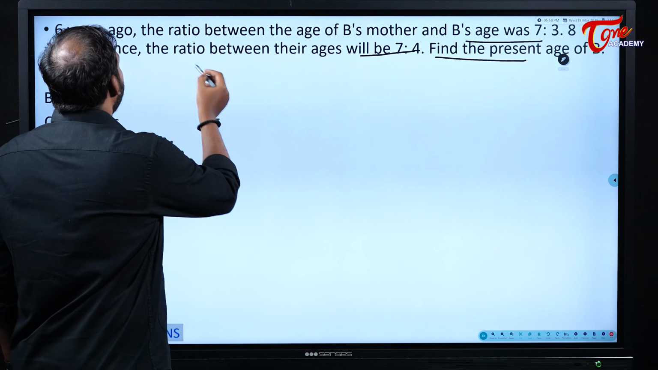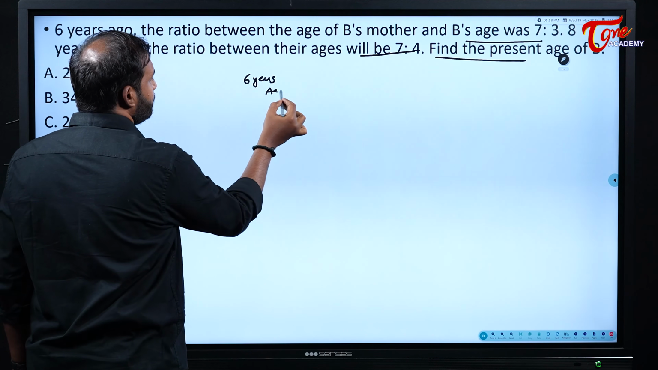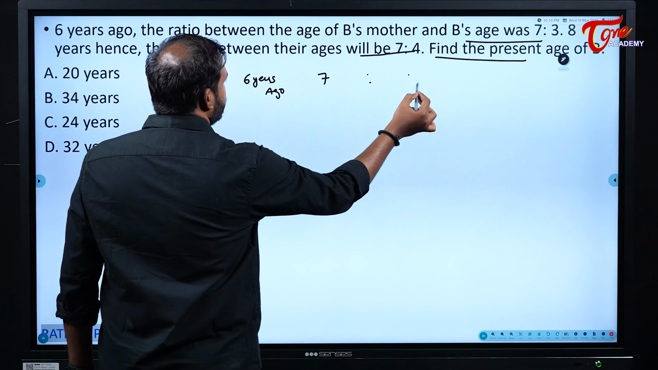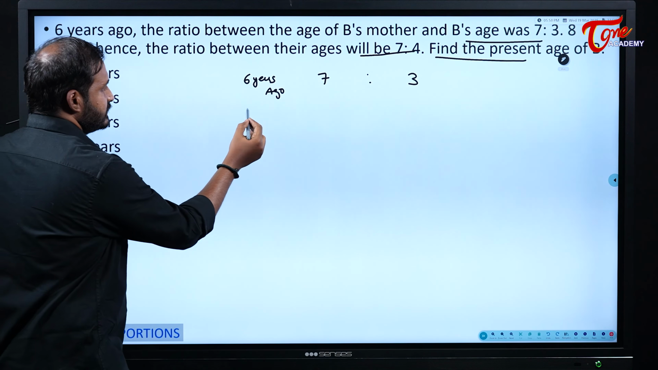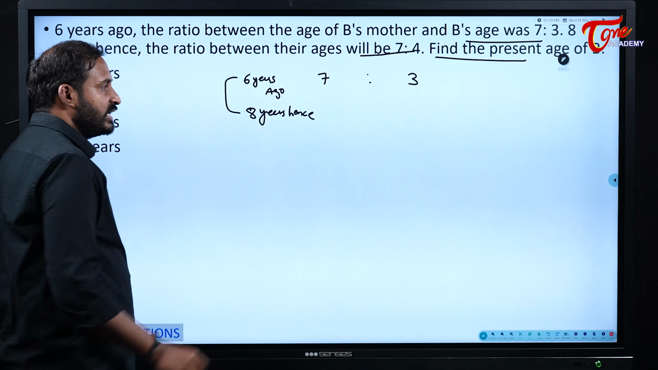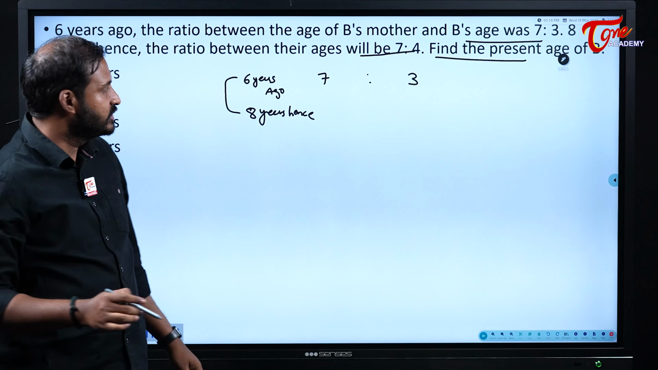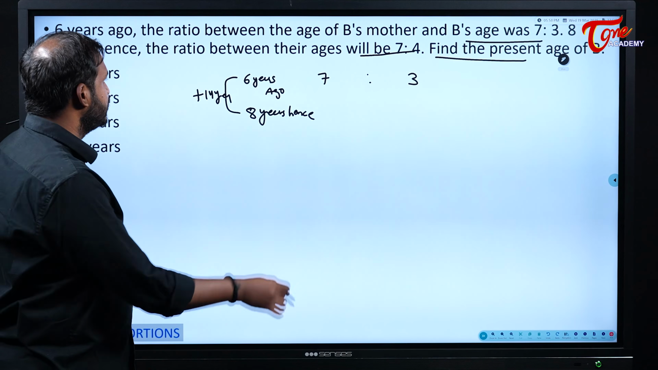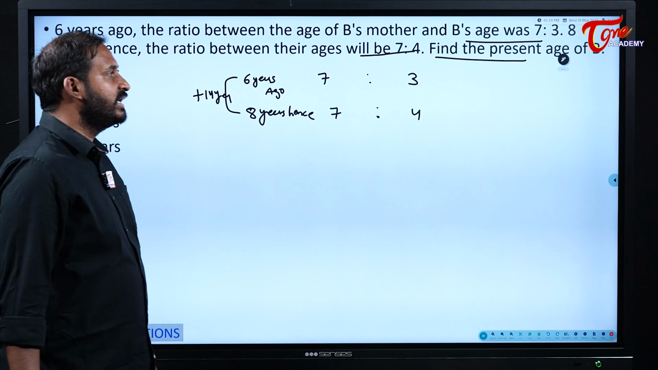Now see here, 6 years ago, the ratio between them is 7:3. Now next, 8 years hence. From here to here, what is the difference? From present, you go 6 years back, and 8 years hence means forward. So the difference here is 14 years. Then the ratio became 7:4.